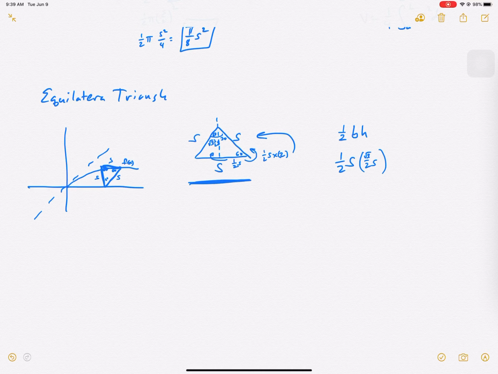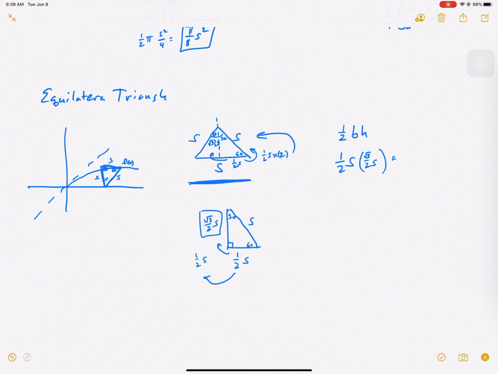Again, how do we get that? We made this into a 30, 60, 90 triangle. 1/2 S for the base. That's S, 60, and 30. And to get the height, the long side, we multiply by square root of 3. And that's our height here. And the base is not 1/2, but since there are 2 of them, there are 2 halves. That's why it's a full S.